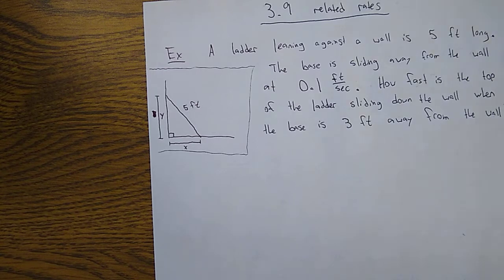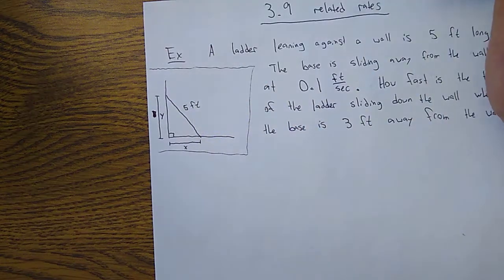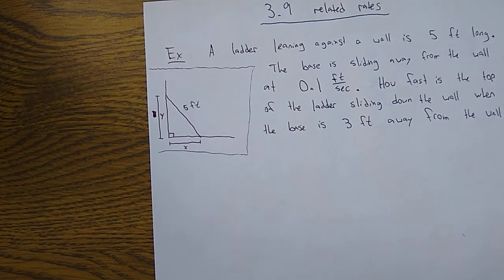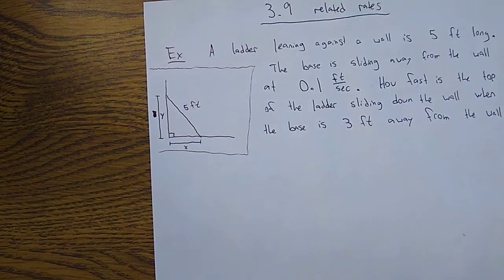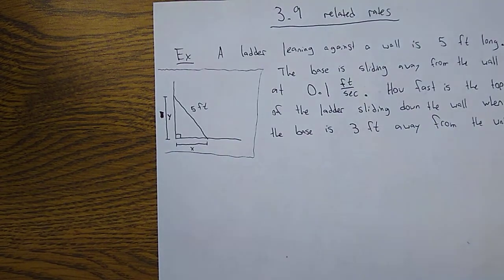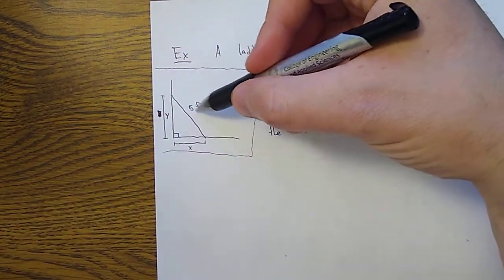Let me point something out. I'm not going to give the length of the ladder a variable name. I could call it z or something like that, but I'm only assigning variable names to things that are changing. The length of the ladder is not changing throughout this problem. The length is always 5 feet. It slides around, but the length of the ladder is always 5 feet. So if it's always 5 feet, I'm comfortable just labeling it 5 feet.